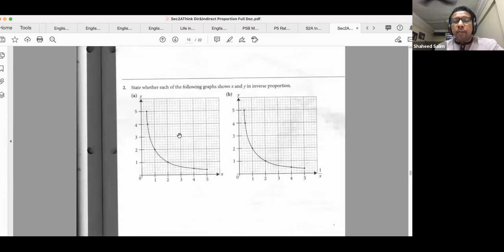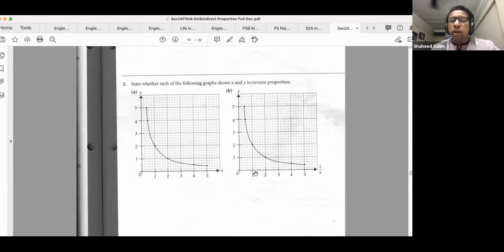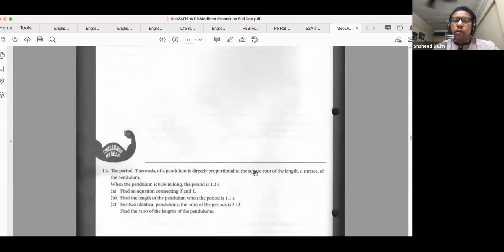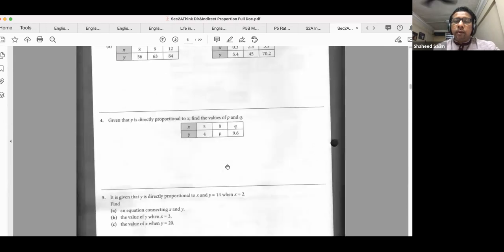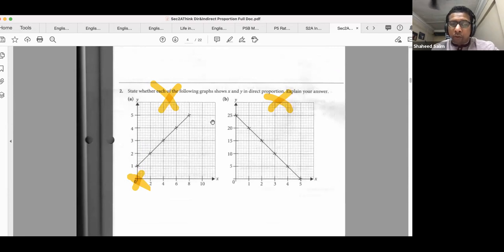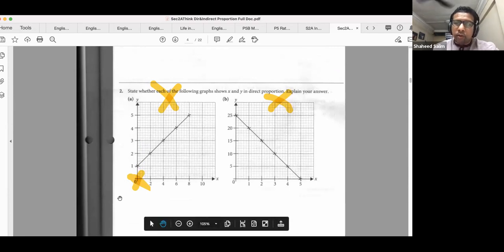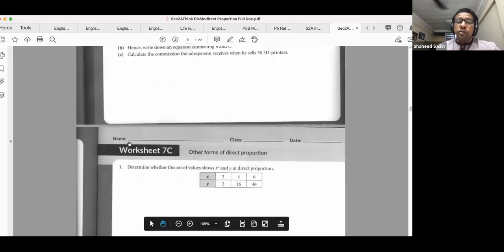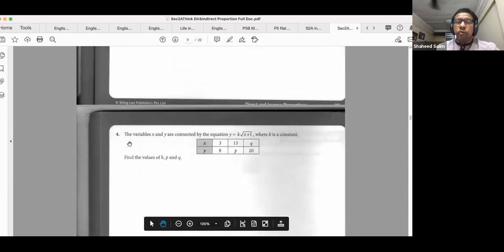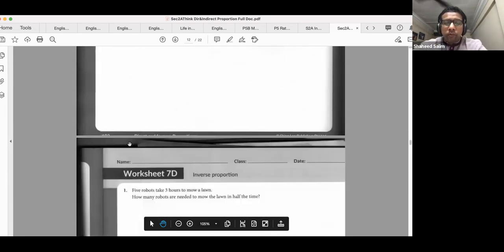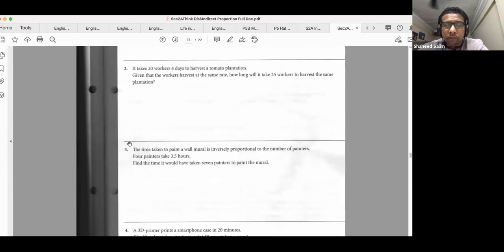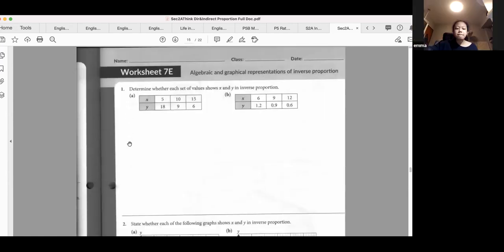Okay, this is the hyperbola I told you about. Once you have a shape like that, it means inversely proportional. What about direct proportion? Okay, direct proportion, I'll just show you again in case. Again, this one is not, because it has to pass through 0. In the end, they didn't show you what's directly proportional. Some other forms. Inverse, inverse.